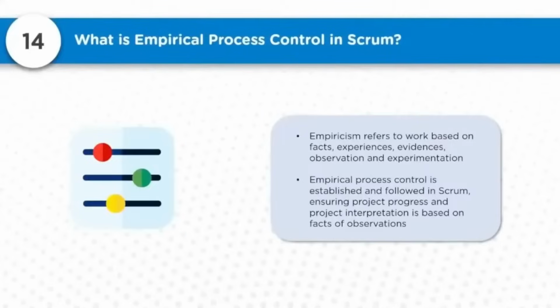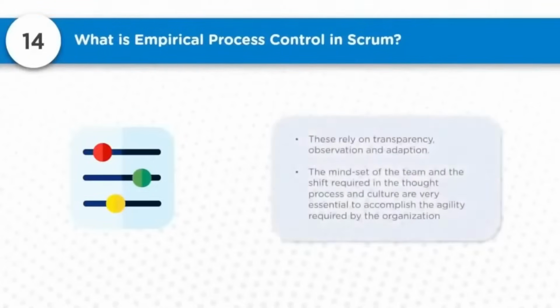Any decisions we make, any progression we make should always be based on ground facts and actual pictures. We should not deviate from it. So these rely on transparency, observation and adaptation. Obviously when you are working on the data of ground reality, so you are working on the actual one, it is transparent, it is on the observed data.